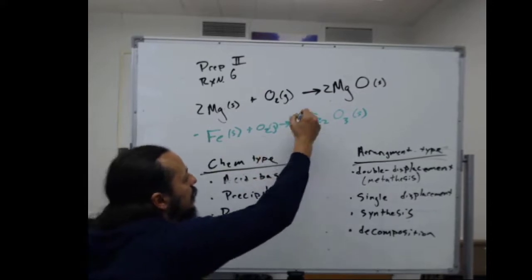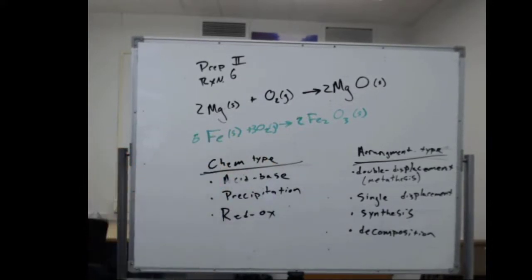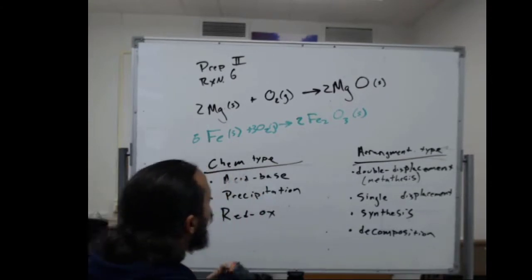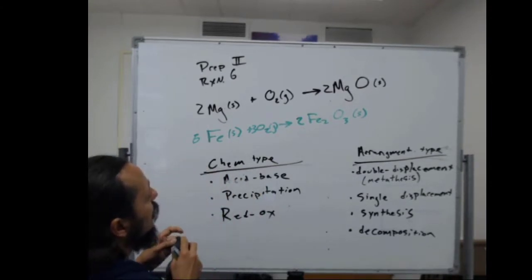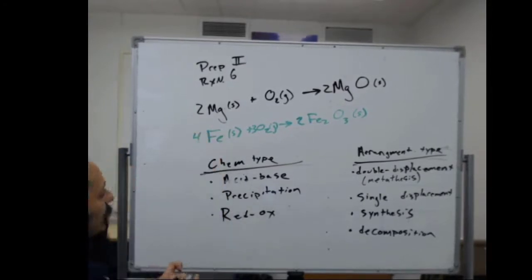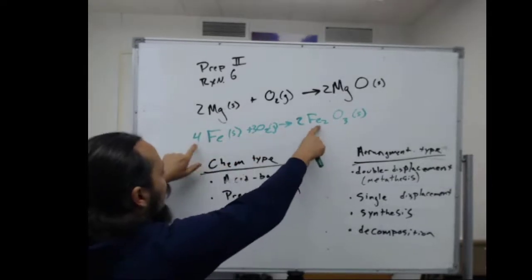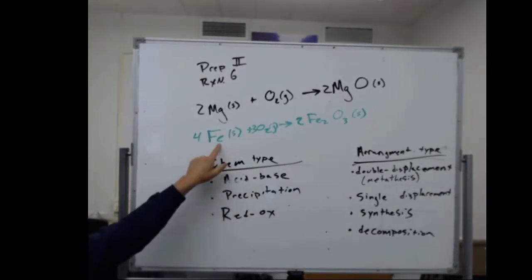Balancing. 2, 3, 6. Oh, not 6. Math is hard. 4. I got my 6 oxygen, 6 oxygen, 4 iron, 4 iron.